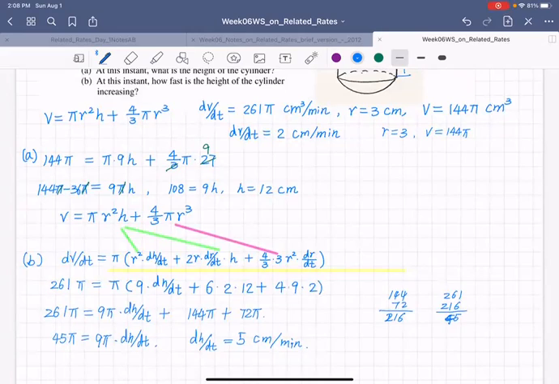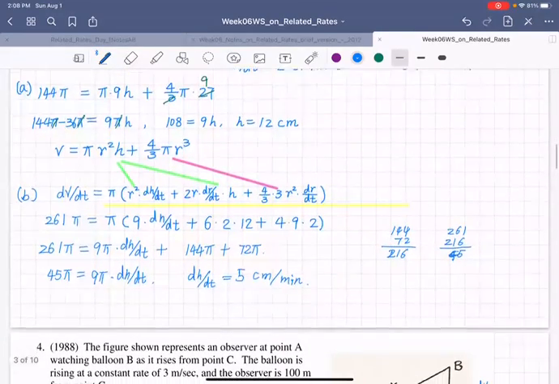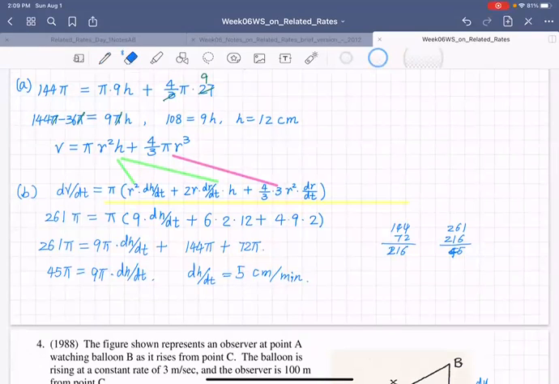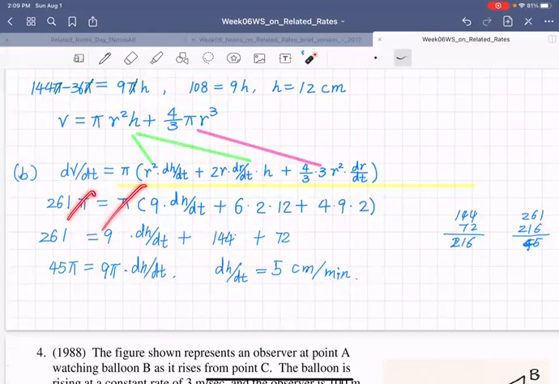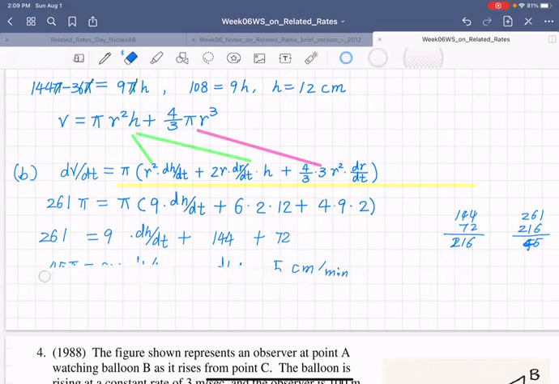And we can cancel the pi, okay? So let pi be gone. This is 9 times dh over dt. This is 12 times 12, which is 144. And then plus 72, right? Now let's continue. All the pi get canceled, so we can get dh over dt.